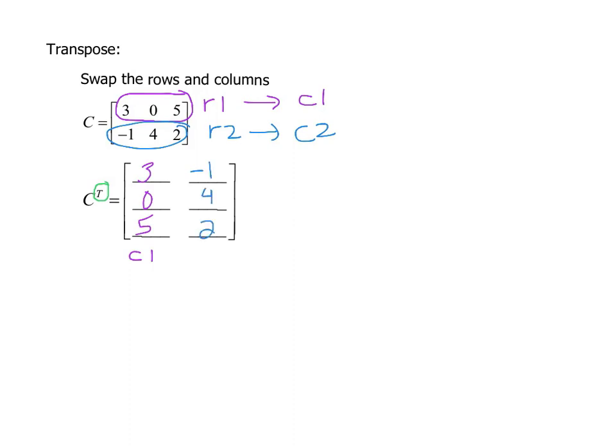One other thing to notice is that my matrix C was a 2 by 3 matrix. It had 2 rows, 3 columns. My C transpose is a 3 by 2 matrix. So 3 rows, 2 columns. So when we do the transpose, that swaps the size numbers.